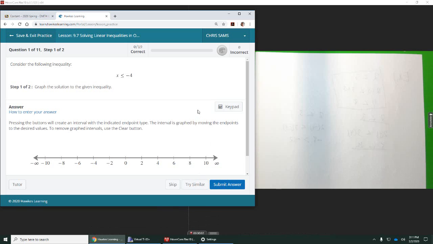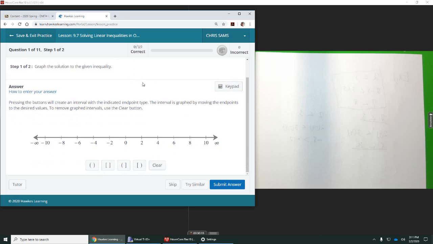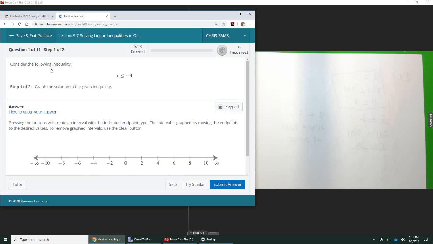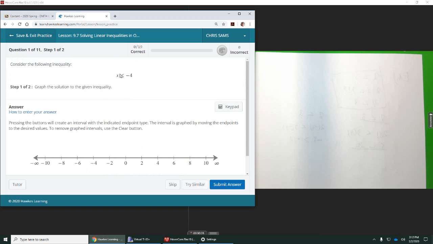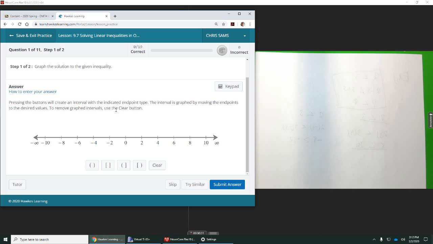Okay, so number one, first problem here in 9-7, it wants us to graph the solution for the given inequality, and what we have is x is less than or equal to -4. So less than or equal to -4. That means I want everything from -4 and smaller. Since -4 is included, and this is going toward negative infinity, the infinity is not going to be included. We want what we call a half open interval.